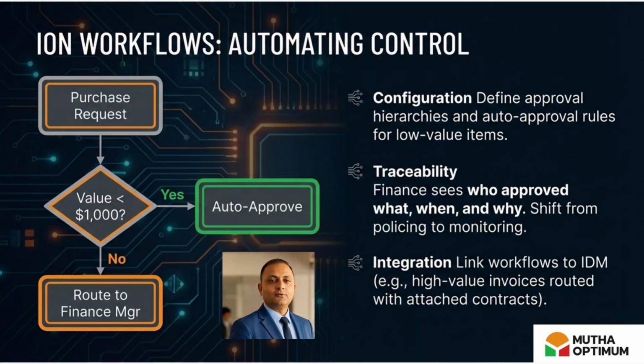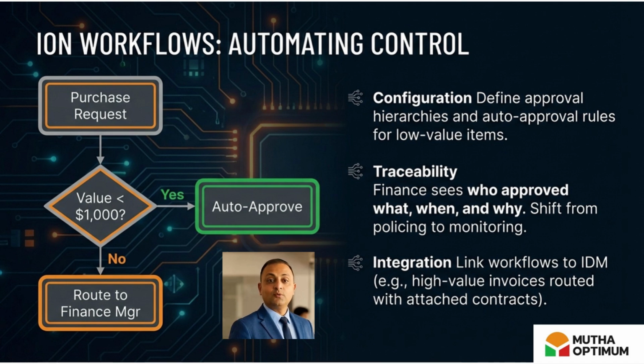LN uses ION-based workflows for approvals and notifications. You can configure approval hierarchies for invoices, purchase orders, journal entries, cost entries, and more. Auto approval rules for low value items, escalations if someone does not respond in time. Controller benefit: you can enforce spend controls consistently across subsidiaries.